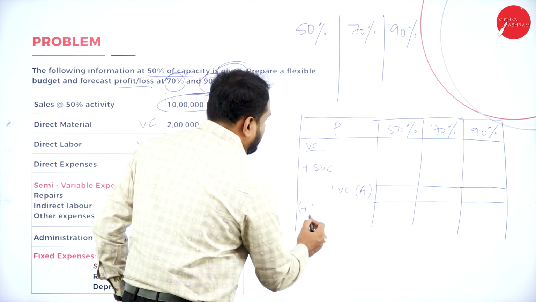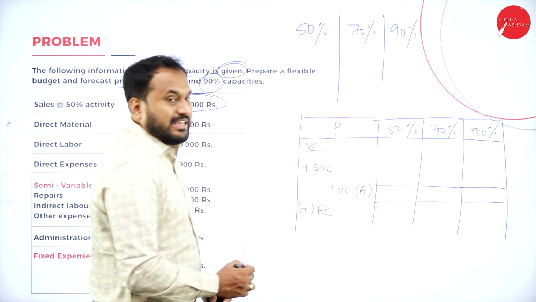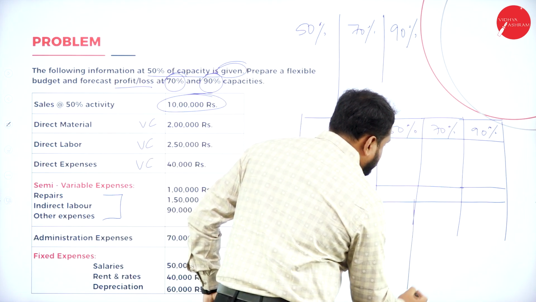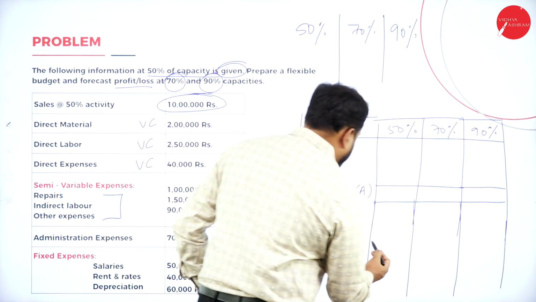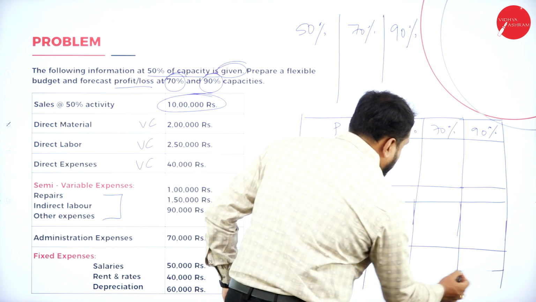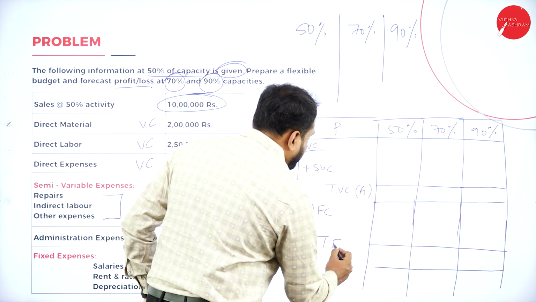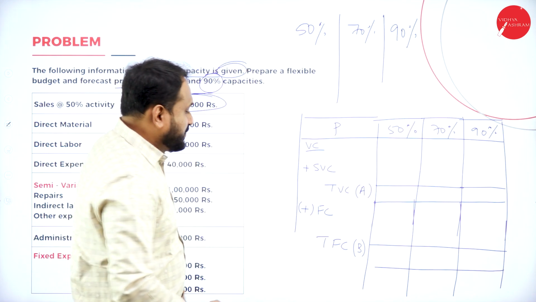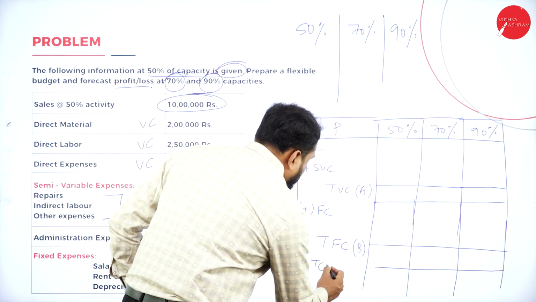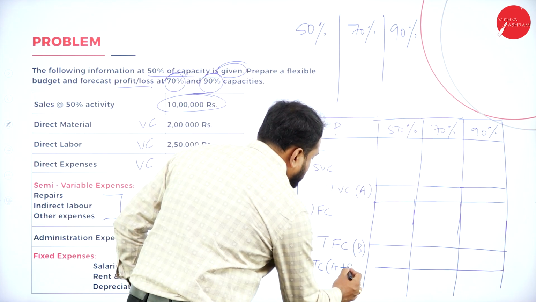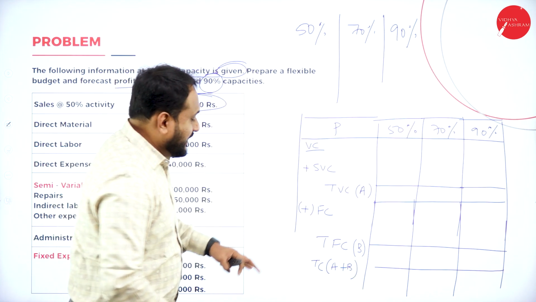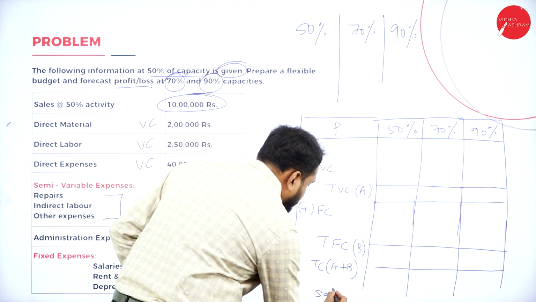Now add fixed cost. What is it? Fixed cost or fixed expenses. Now whatever you get here, please understand this very clearly. We get something and this is called the total fixed cost, denoted as B. Now we will go with the next one, that is called total cost. Total cost means what? A plus B. After that we will leave a line gap and then we will write here sales.